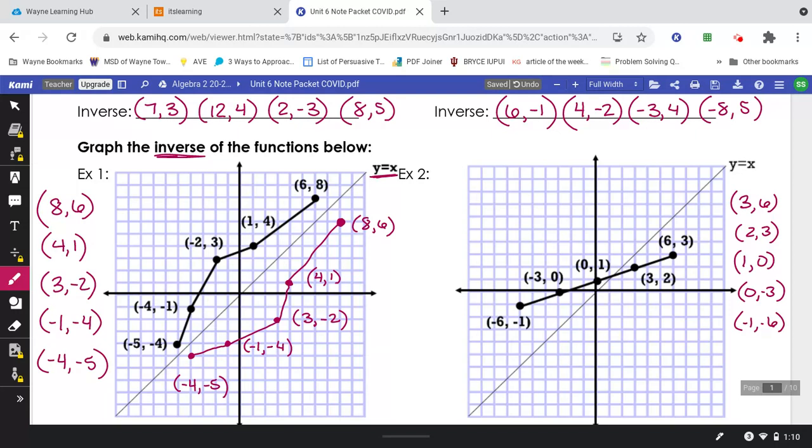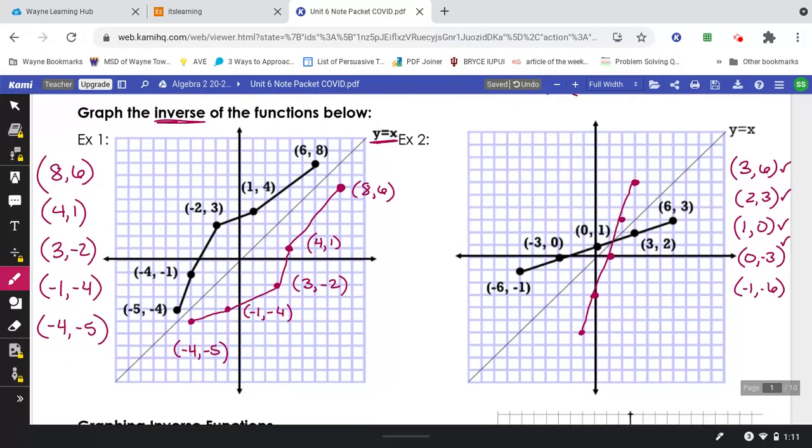Over 3, up 6. And if you don't want to draw them, write the points on the graph, that's okay too. Over 2, up 3. Over 1, up and down 0. Right and left 0, but down 3. And then left 1 and down 6. And again, because the original graph was connected, we'll go ahead and connect those points right there. Now you have the inverse.